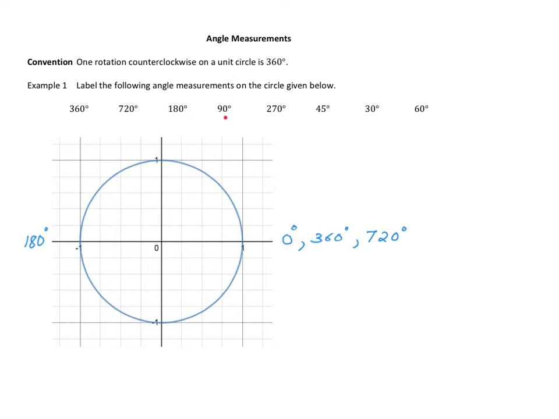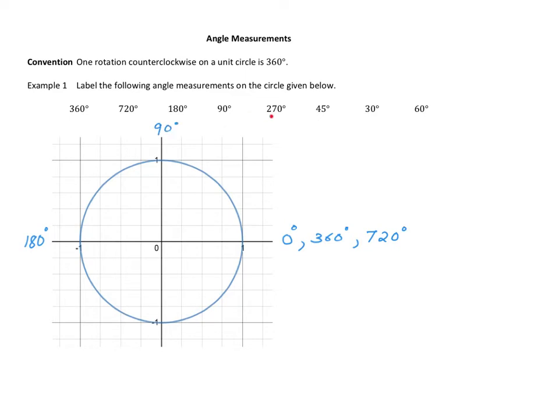Okay, so we've taken care of these. Where is 90 degrees located? So that's going to be halfway between 0 degrees and 180 degrees. So 90 degrees would actually give you a right angle. So that means we started here and we ended up here. So I'll label this as 90 degrees.